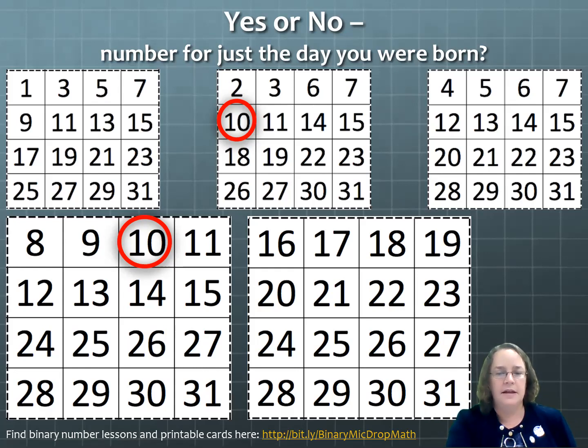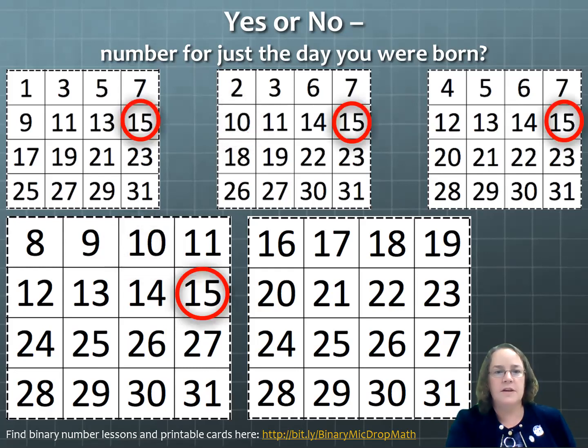So let's say that the number is 15. So then you would say yes, yes, yes, yes, no, because 15 shows up on every single one of those cards. And how do I figure out what your birthday is? Well, on all the yes cards, I just add up the top left number on each card that you said yes to. And wouldn't you know it, 8 plus 4 is 12, plus 2 is 14, plus 1 is 15.